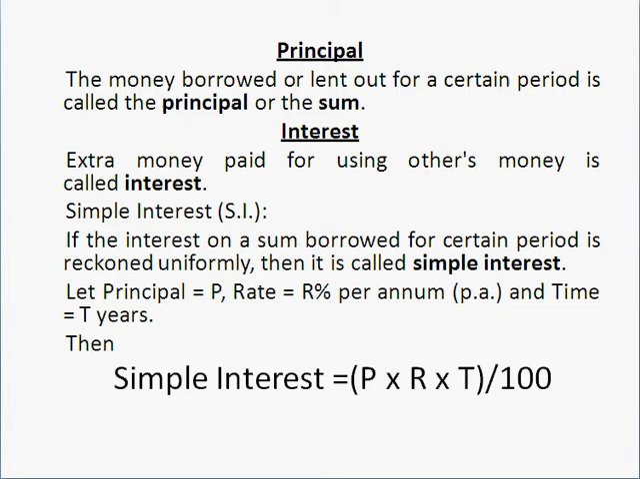What do we understand by the terms principal, sum, interest, rate, and time period? Principal is the money borrowed or lent out for a certain period. That money is called the principal or the sum. You might have seen that a friend asked you for 10,000 rupees or 1 lakh rupees, and you would give that money for some interest, or like you have seen in a bank or in some other areas.